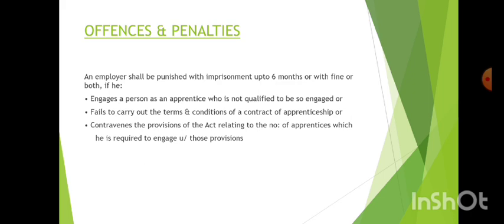An employer shall be punished with imprisonment up to 6 months or with fine or both if he engages a person as an apprentice who is not qualified to be so engaged. For example, if he is less than 14 years of age. Next is, fails to carry out the terms and conditions of a contract of apprenticeship or contravenes the provisions of the Act relating to the number of apprentices which he is required to engage under those provisions. If these provisions are not complied with by the employer, he will have to undergo imprisonment up to 6 months or with fine or with both. That is the offences and penalties.